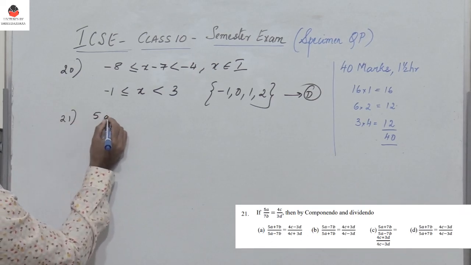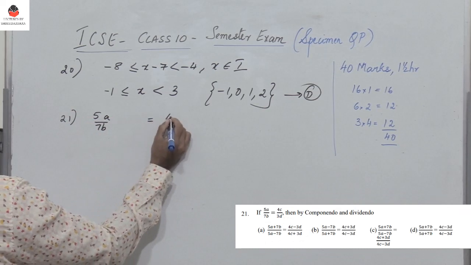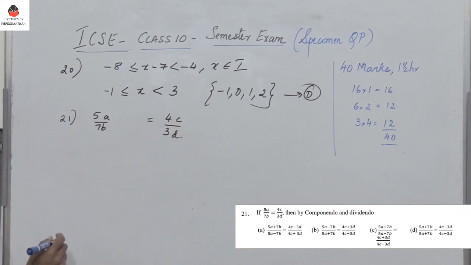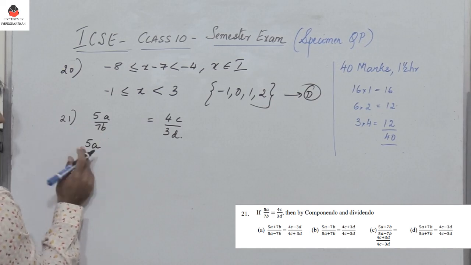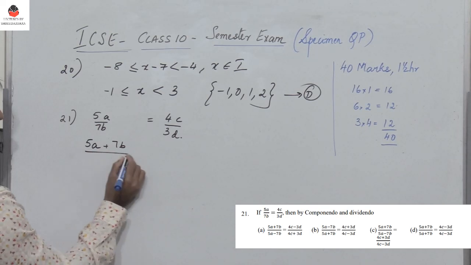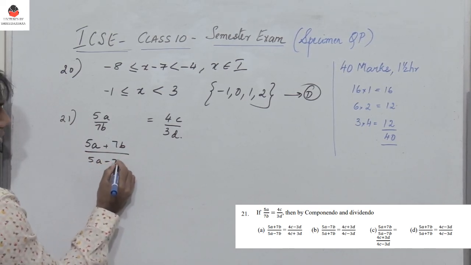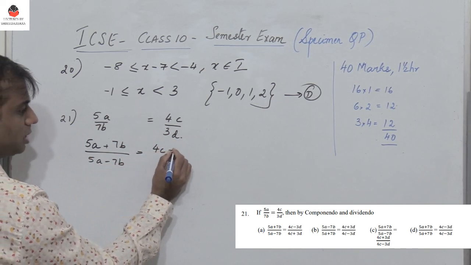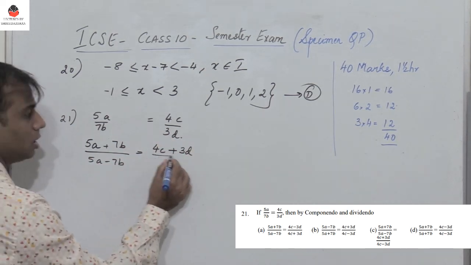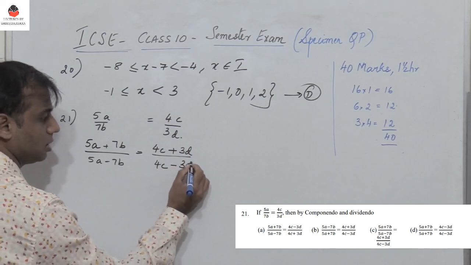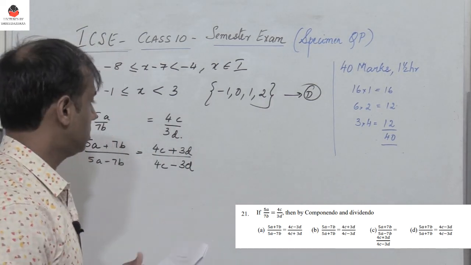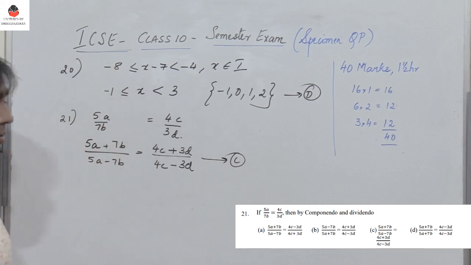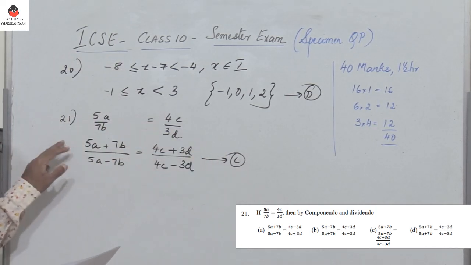21. If 5a by 7b equals 4c by 3d, by componendo and dividendo, meaning that I have to add the denominator to the numerator: 5a plus 7b divided by 5a minus 7b equals the numerator value 4c plus the denominator value 3d, divided by numerator value 4c minus the denominator value 3d. Now observe all the four options. We observe that the right option is option C, and all the others are wrong.